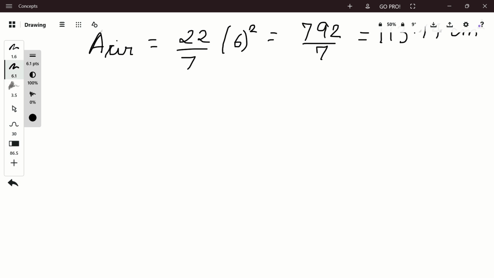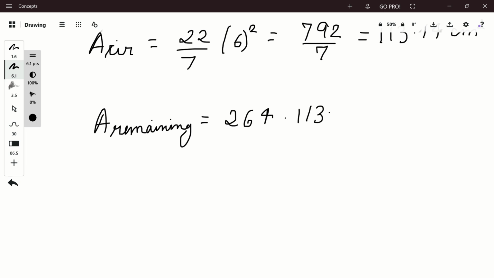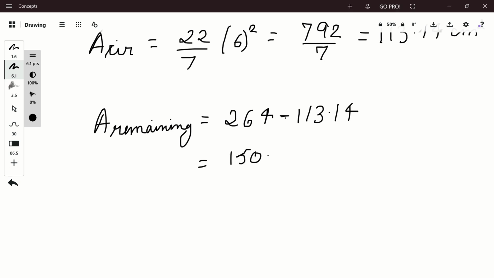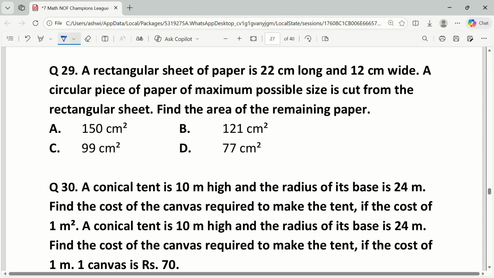Remaining area is equal to area of rectangle minus area of circle, that is 264 minus 113.14, which is equal to 150.86. Comparing with the given options, 150.86 is the closest to option A, 150 centimeter square.